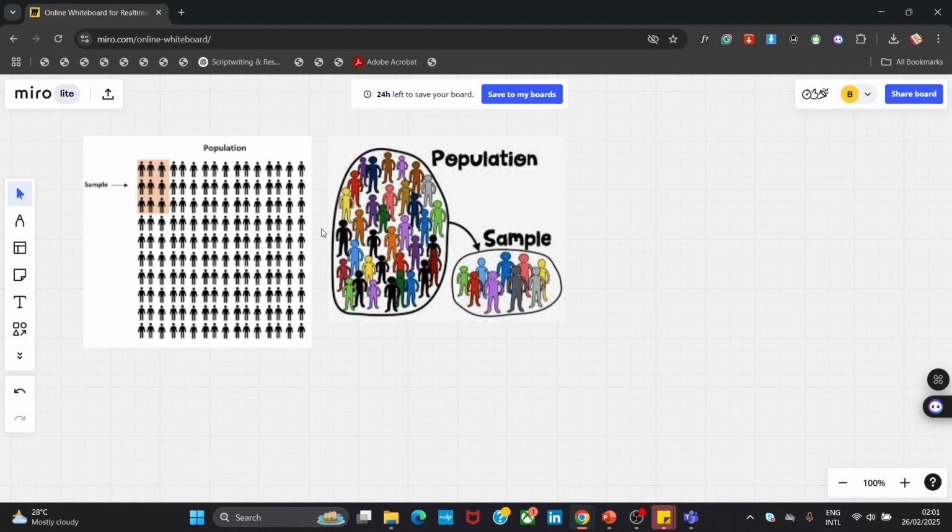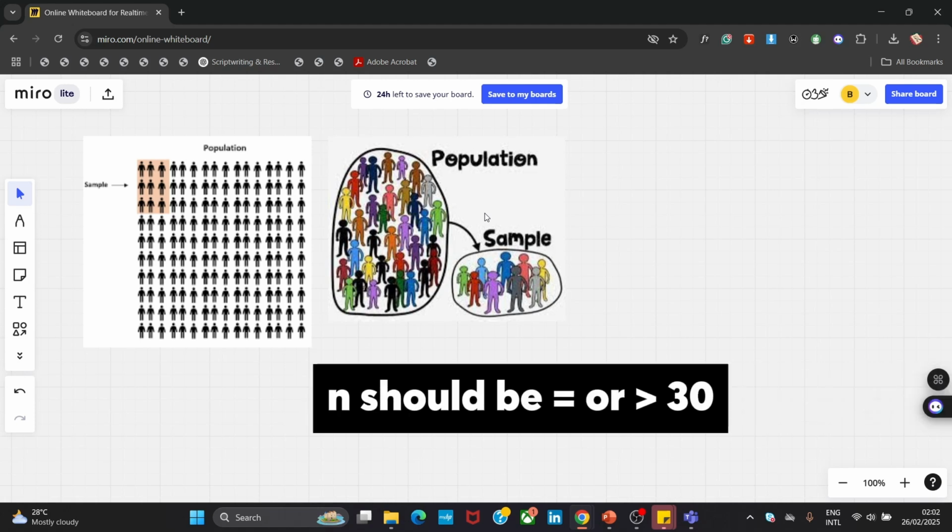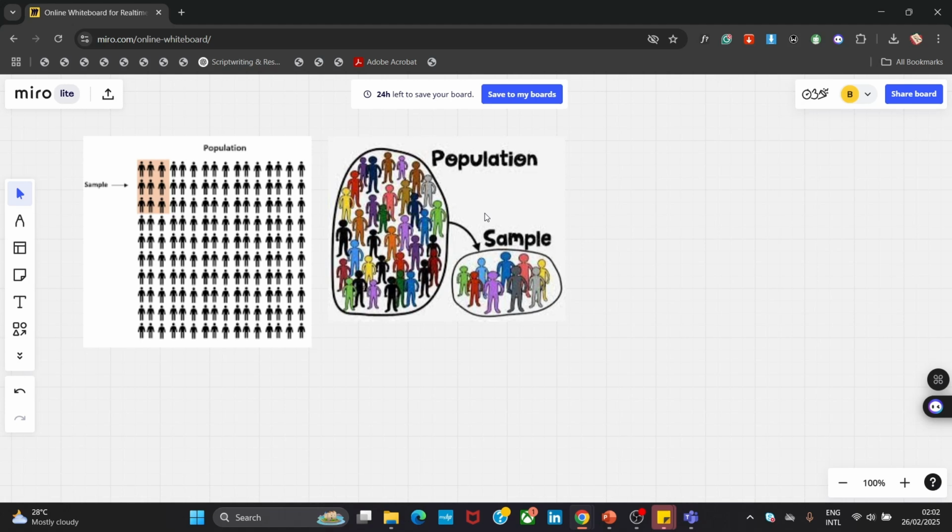Central limit theorem is telling us that the more we increase the size of our sample using random sampling, the more our sample means will approach a normal distribution. And one thing you need to understand is that the sample size should be greater than 30.